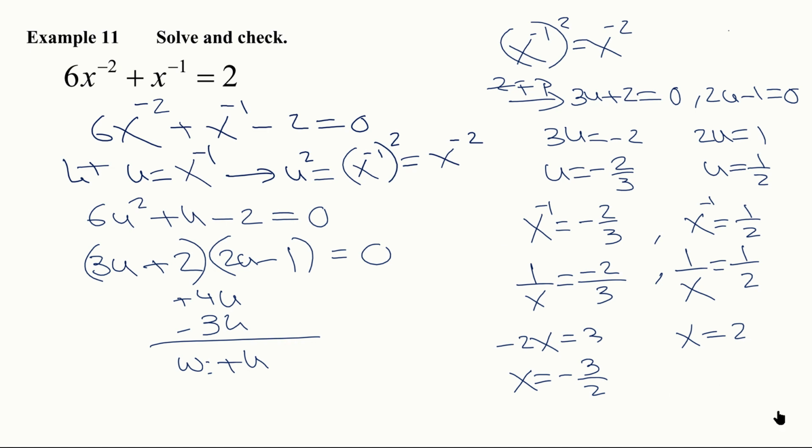All right, once again, I'm going to leave the checking to you, and I will let you know that they both work once again. So make sure that you plug those in and verify that both of these are indeed solutions. All right, so the solution set is going to be the set containing -3/2 and 2. All right, so nice simple problem, but you just have to get comfortable with the procedure of u substitution. Then it becomes really easy.